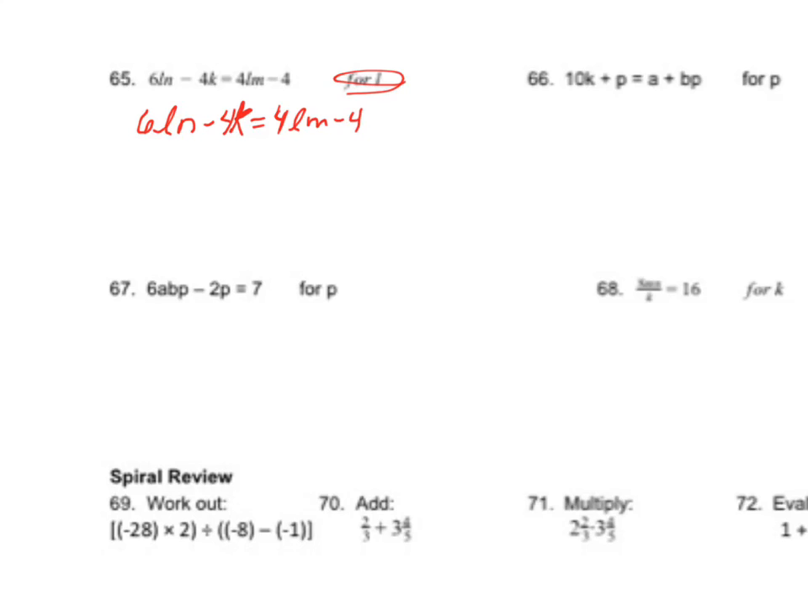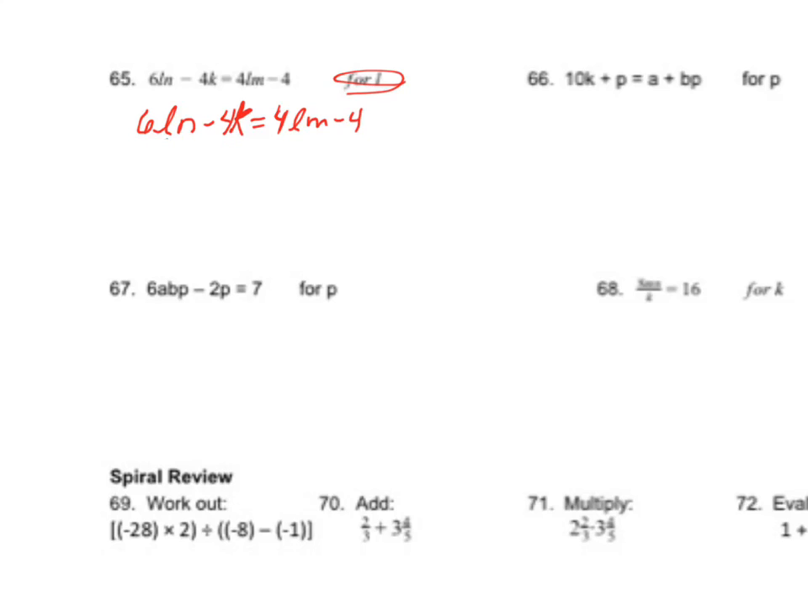Now, when you're solving these things, you want to treat it just like you were solving equations. If there are any parentheses, get rid of them for the most part. You want to combine any like terms. We don't have any like terms. The first term is an ln term, the second one's a k term, then an lm term, and then a 4 constant term. So there are no like terms.